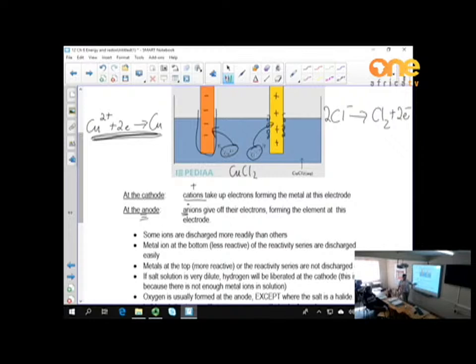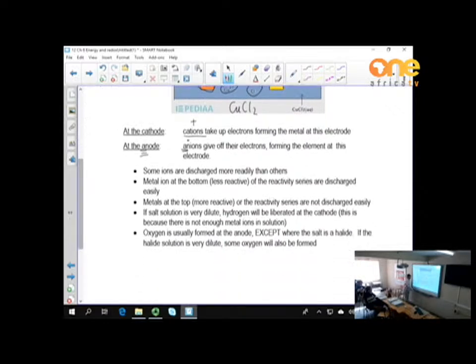Okay? So the metal ions at the bottom, in other words, the less reactive ones, are easy to discharge because they don't involve such a large amount of energy. So metal ions at the bottom of the reactivity series are discharged easily. The metals at the top are more difficult to discharge. And this happens when we look at them in a watery medium.